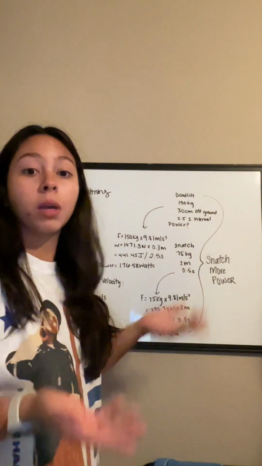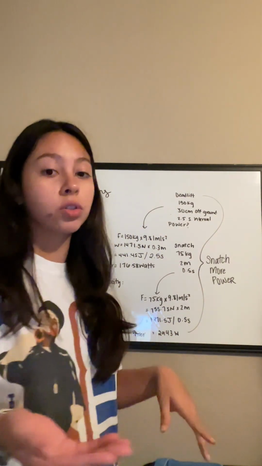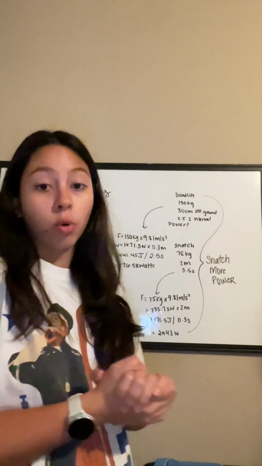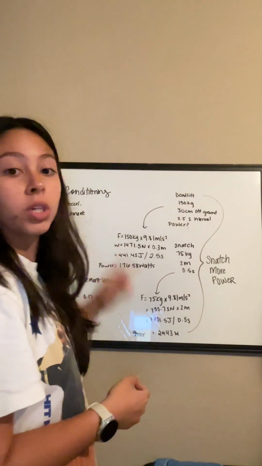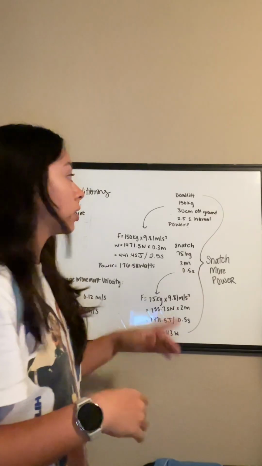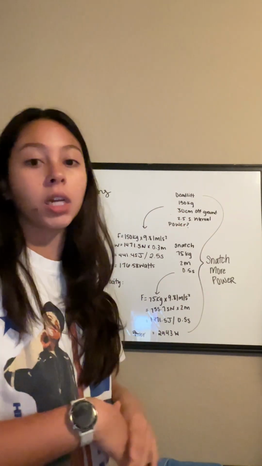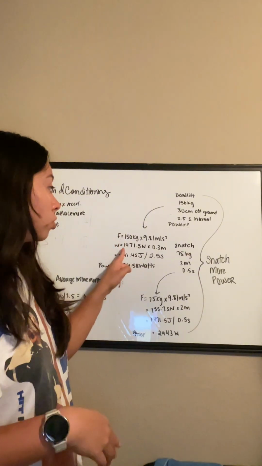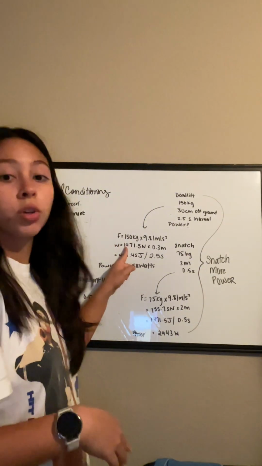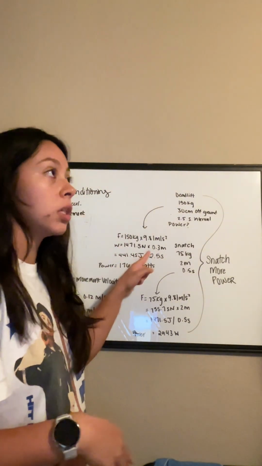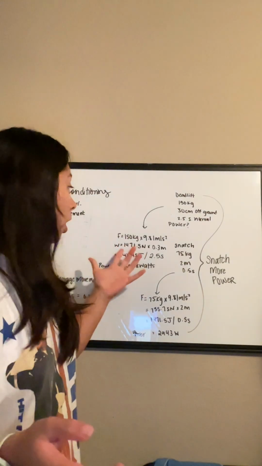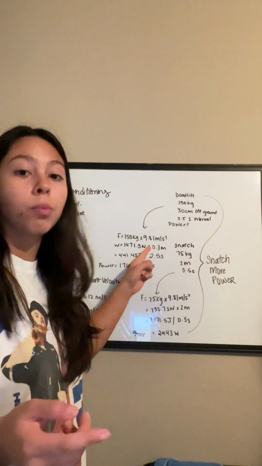And we're finding power. So the first thing you need to do is find the force. So that would be the first equation: force equals mass times acceleration. So 150 kilograms is your mass, and acceleration is negative 9.81. That equals 1,471.5 newtons. And from there you can find work, and that's where you would bring in displacement.